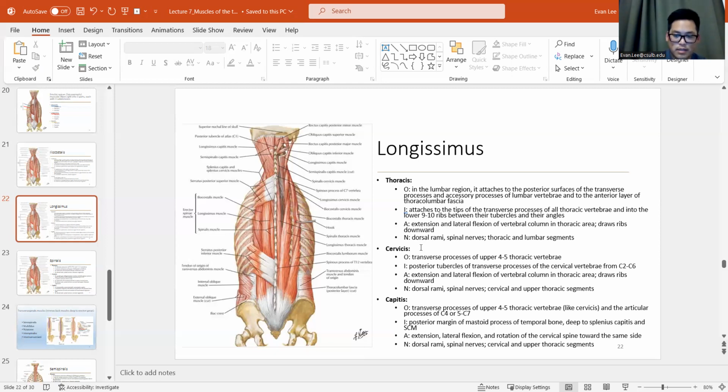So once again, these will be very similar. They help to extend the back, laterally flex the back, depending on their regions to some extent, but also it does pull on the ribs downward as well. But for the capitis region attached to the mastoid process, this is going to be helping with some amount of, well, extension, lateral flexion still, as well as rotation of it too.